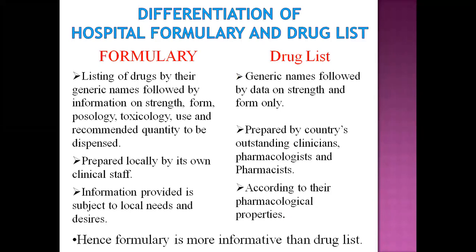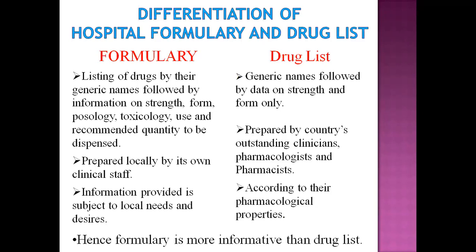Next difference between hospital formulary and drug list. Third is information provided is subject to local needs and desires. So whatever the formularies are designed at local level, they are designed as per the local needs, whatever the information or whatever the drugs are listed in the hospital formulary. Whereas in drug list, according to their pharmacological property, they are listed in the official books.